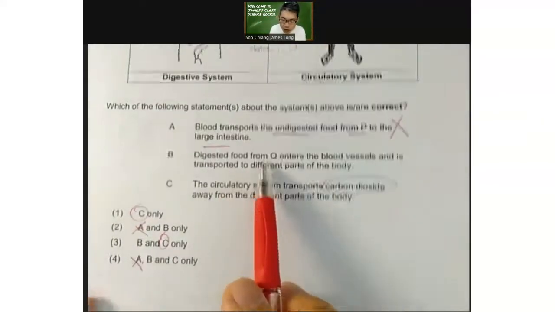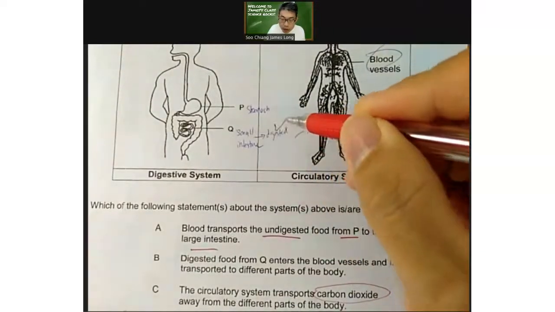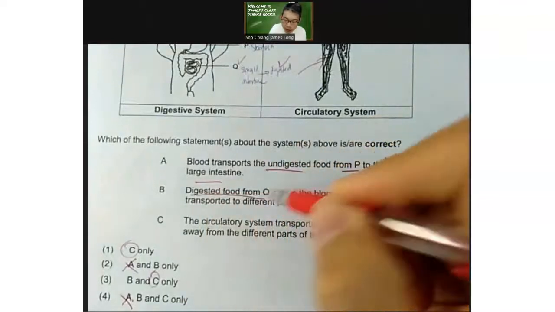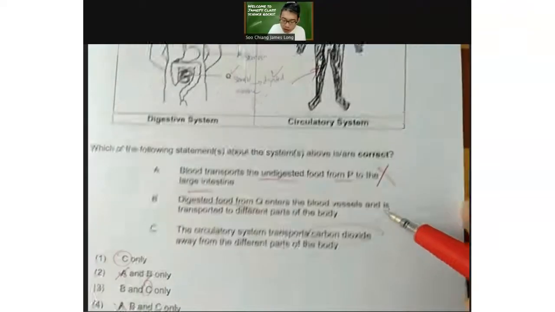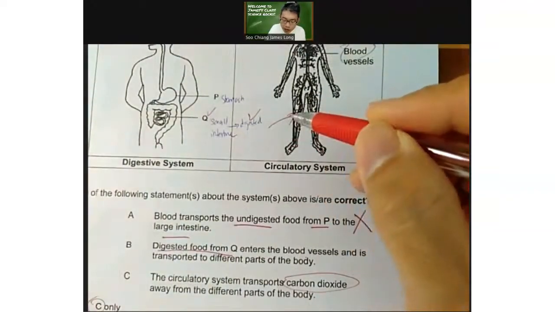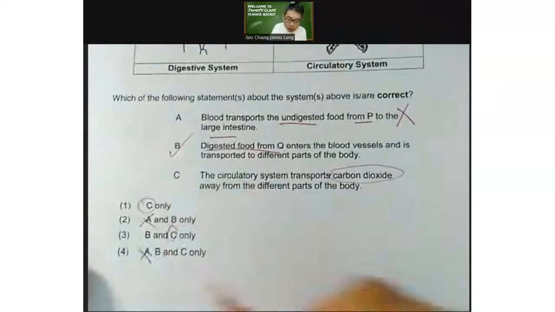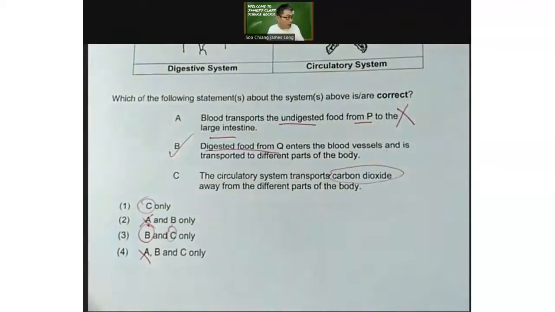Digested food from Q. Let's check. Digested food from Q, which is small intestine. So far, correct. Enter the blood vessels. Okay, that's correct. And it is transported to different parts of the body. True. So B is true. The answer is 3 for question 5.